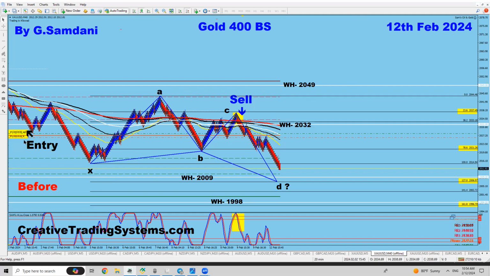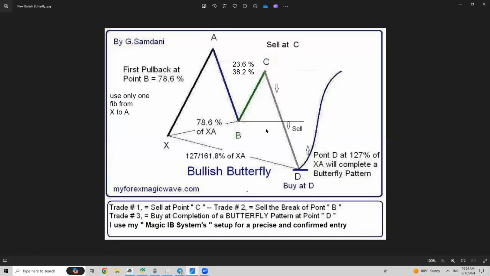You can see my sell entry here. I said move to break even plus, and it's coming down. Now, if you pull the fib from here to here, from X to A, let me show you a diagram. This is what it is. It's called the harmonic pattern butterfly, and it goes like this.